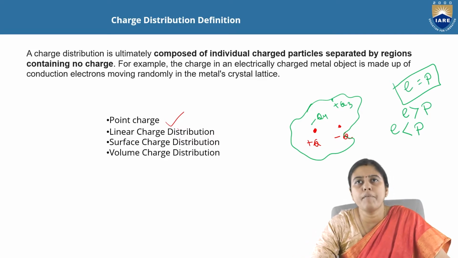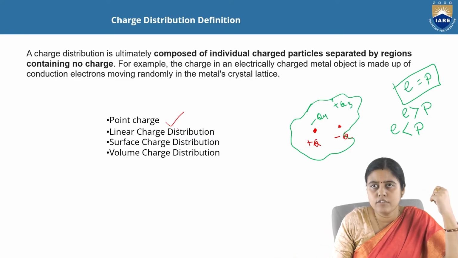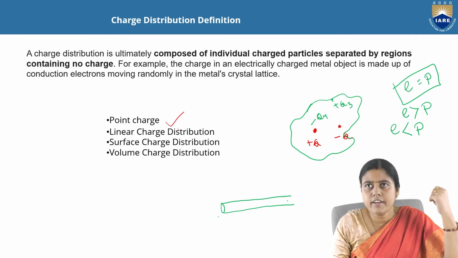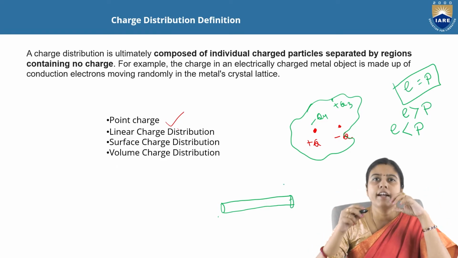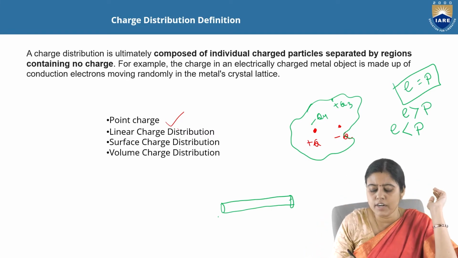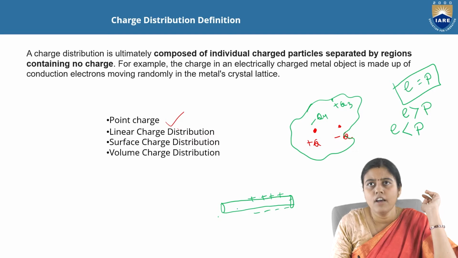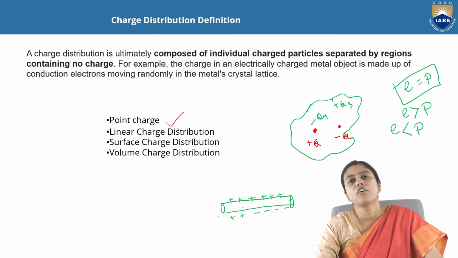Next, we will discuss the linear charge distribution. I have just given one example, the overhead lines. What is the meaning of overhead lines? Overhead lines are very thin cylindrical lines. The general tendency of the charge is to reside on the outer side of any conductor.